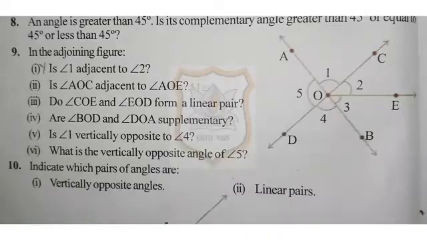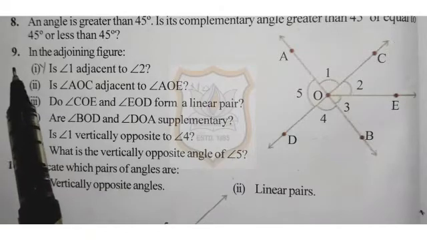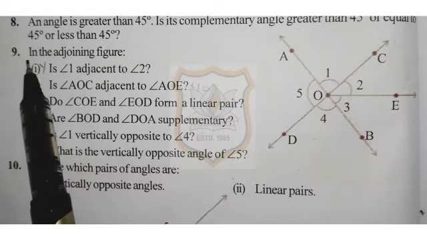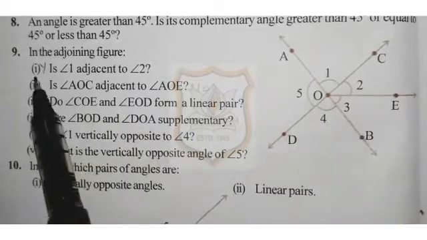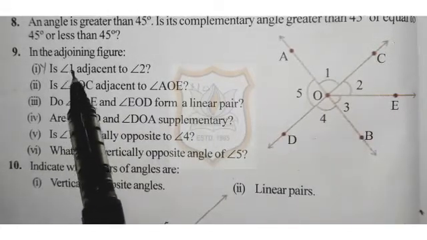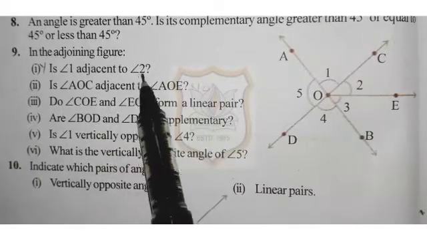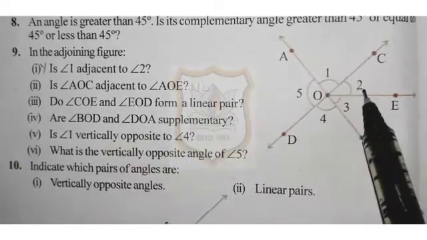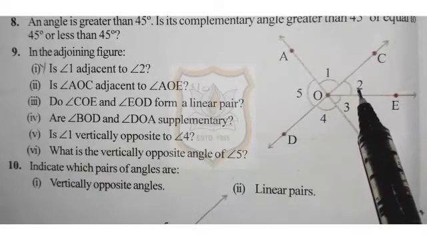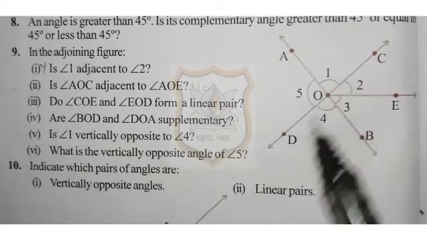Now students, let's solve question number 9 of exercise 5.1, and that is in the adjoining figure. This one is the adjoining figure. First one is angle 1. This one is angle 1. Is angle 1 adjacent to angle 2? That you have to tell by giving the reason.